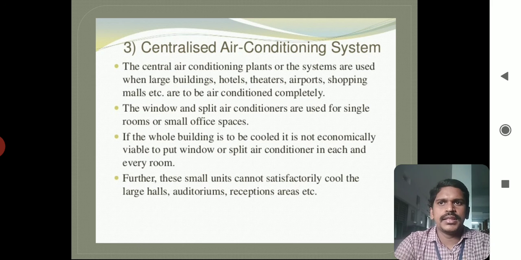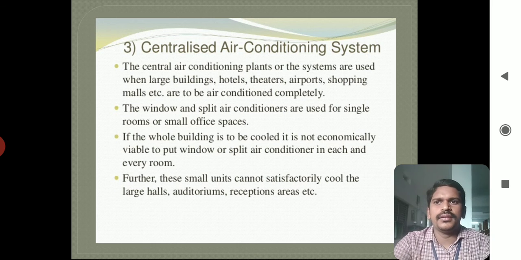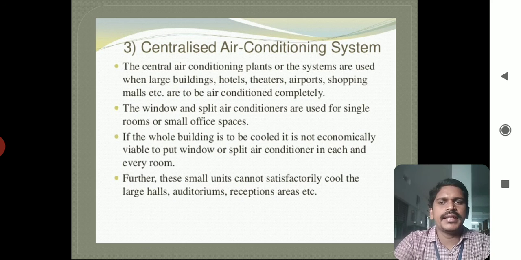For example, you have to maintain a large amount of space in our building. Our building has different rooms. These rooms have to maintain a particular temperature by split or window air conditioning. It is not possible to install them in every room because it costs a lot to put indoor and outdoor units in every room. Especially for this type of requirement, the central air conditioning system is used.